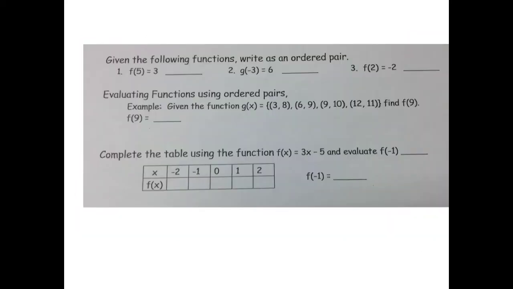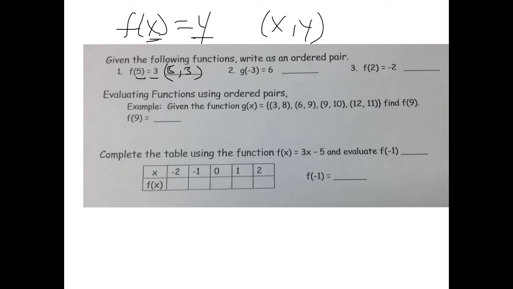Alright, now it says given the following functions I'm supposed to write as an ordered pair. So it's f of x equals y. So whatever's inside here is the x, whatever's outside is the y. Okay, so all we're trying to do is now go back and write it as an ordered pair. So here the 5 goes first, comma, the 3 goes second. Here the negative 3 goes first, the 6 goes second. That's your ordered pair. 2 goes first, negative 2 goes second.